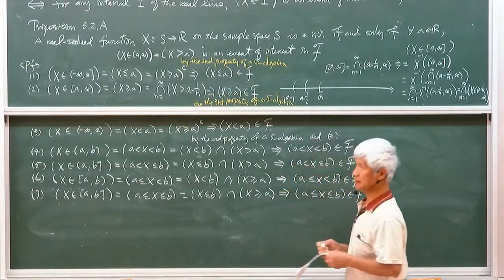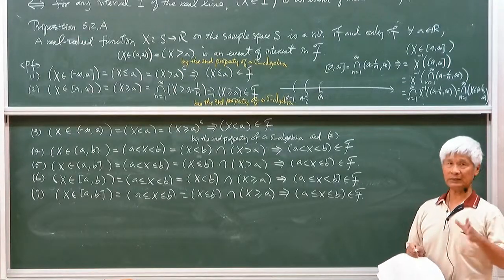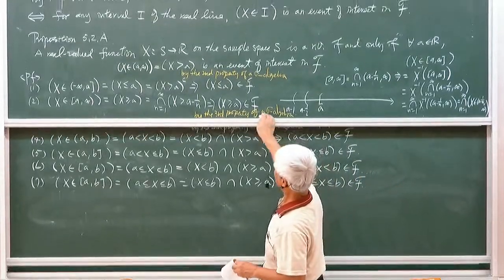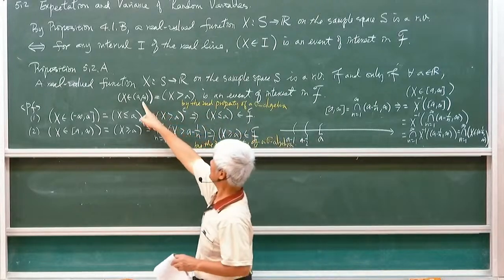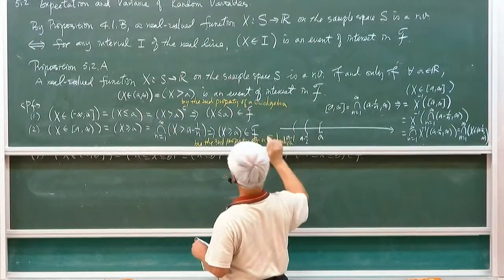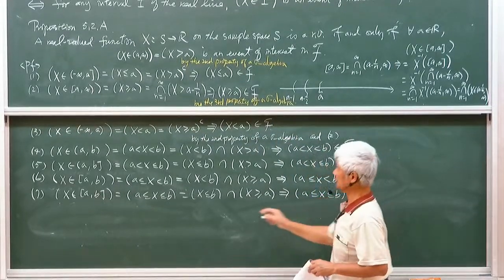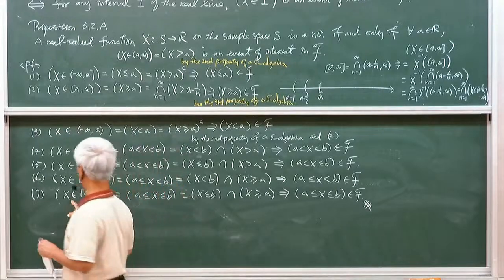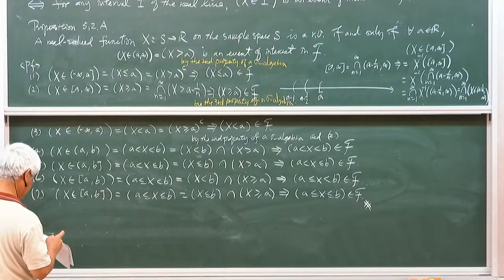Right, so we check the other 7 types of intervals. There are only 8 types of intervals, right? And we just say that for this one type of interval, that is an event in F, then we can show that the other 7 types of intervals describe an event of interest in F too.